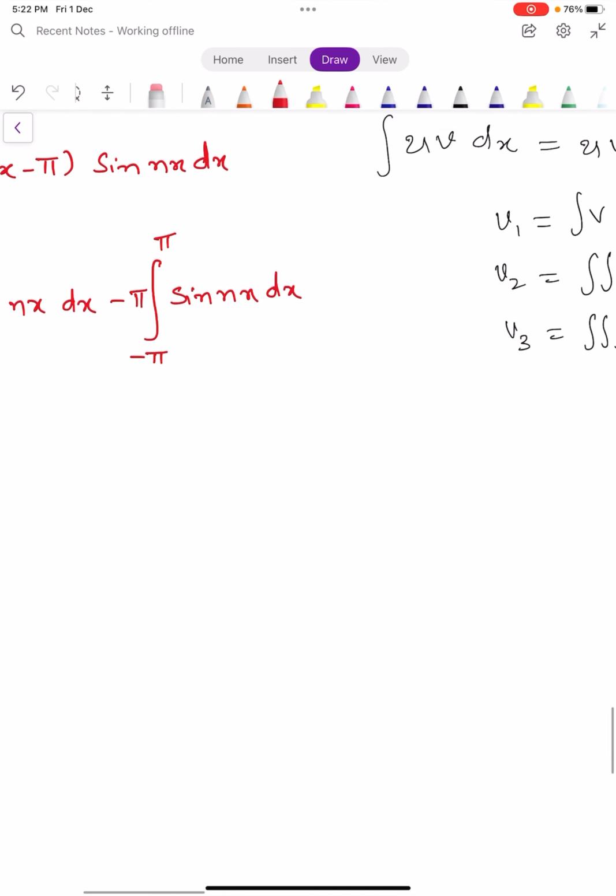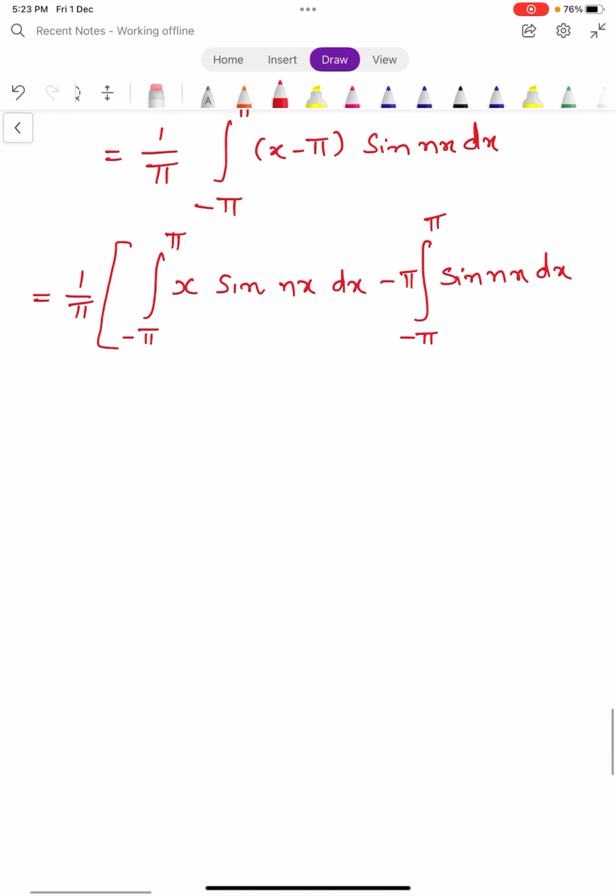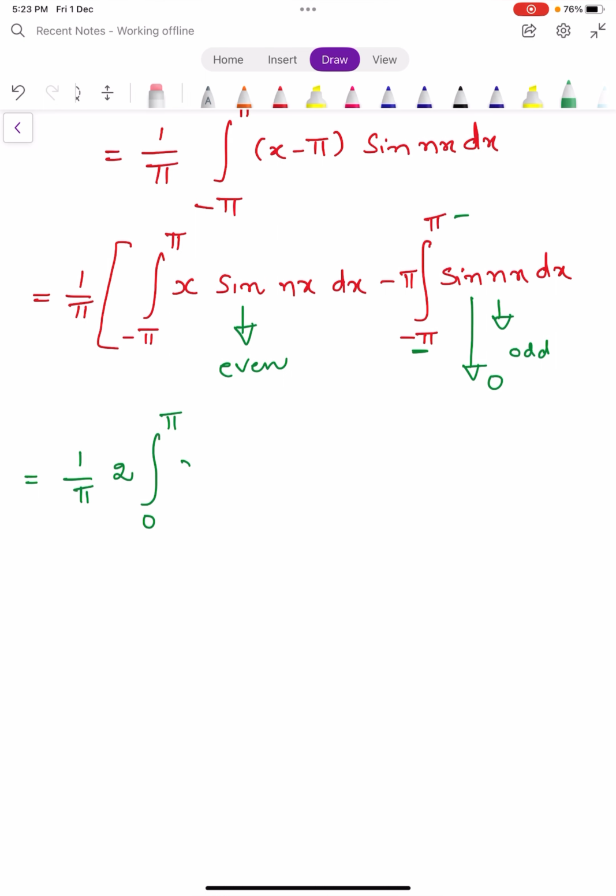Again you observe that x sin nx is an even function, and sin nx is an odd function. Since sin nx is odd, this integral becomes 0, because you are integrating from minus pi to plus pi. So finally, since the remaining term is even, you can write 1 by pi times 2 into the integral from 0 to pi of x sin nx dx.